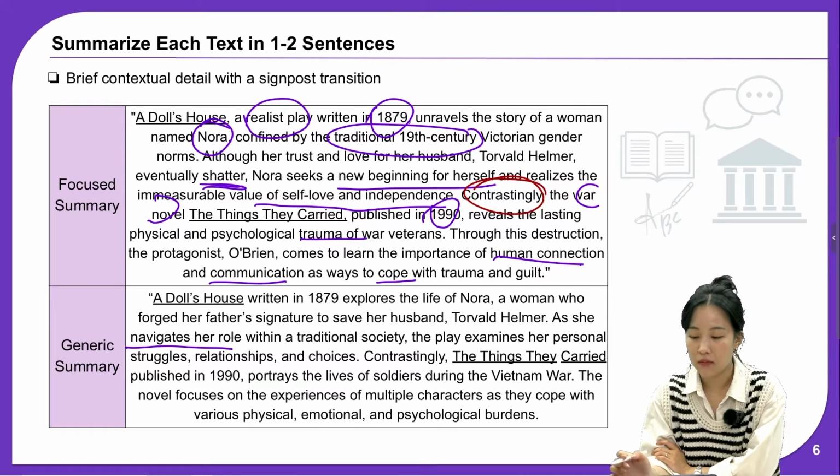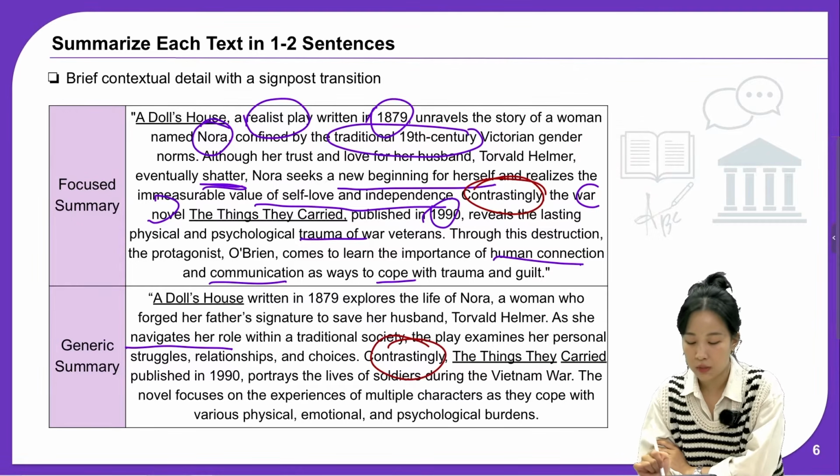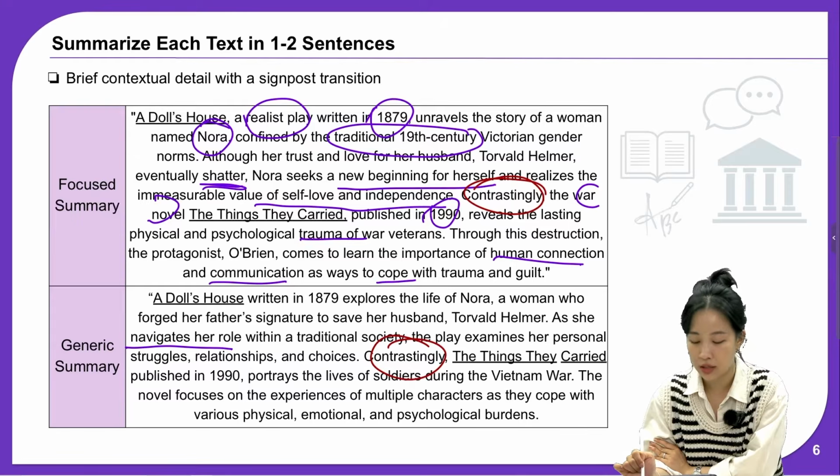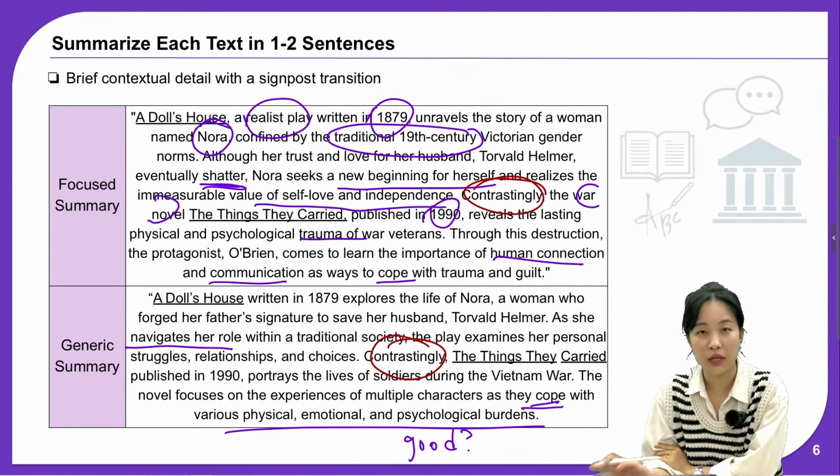Again, same signposting, contrastingly, The Things They Carried, published in 1990, portrays the lives of soldiers during the Vietnam War. The novel focuses on the experiences of multiple characters as they cope with various physical, emotional, and psychological burdens. Okay, so for this one, the destruction is, I get it, right? There is some kind of psychological, emotional, and physical burden, but where's the good, right? Exactly how do they cope? Do they even cope, right?